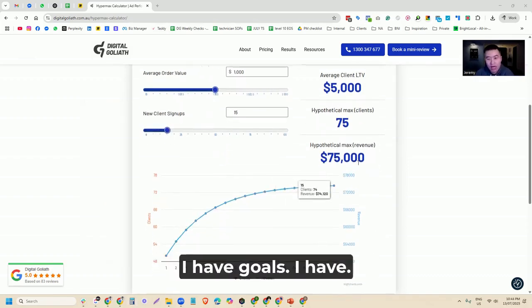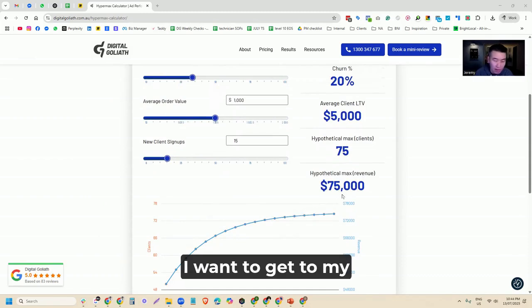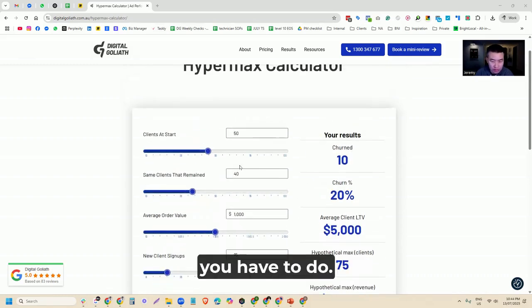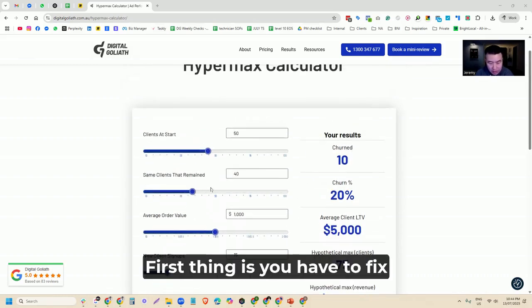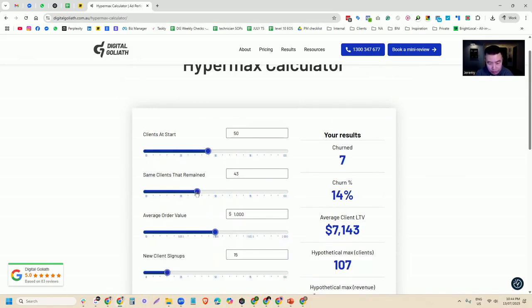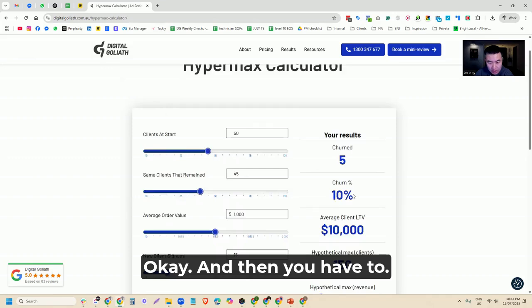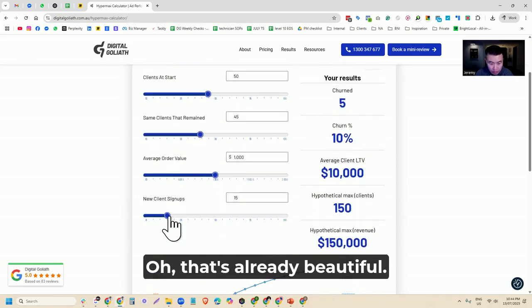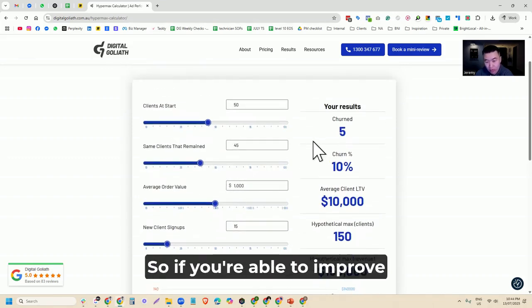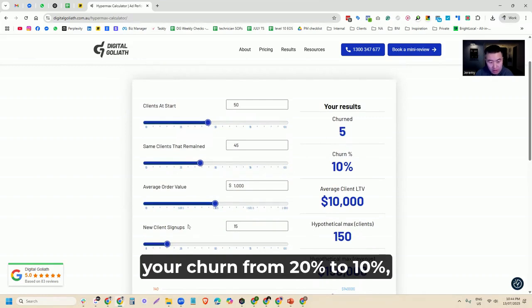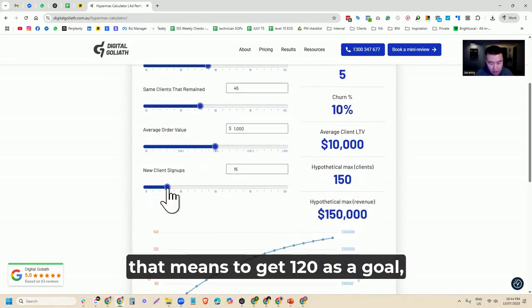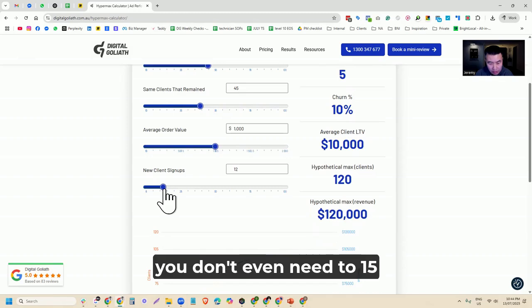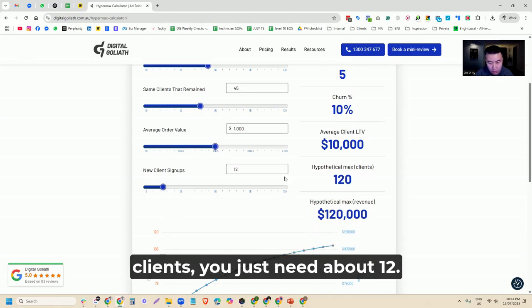All right, so you say, well, I have goals. I want to get to $120,000 per month in revenue. Okay, so there's a few things you have to do, right? First thing is you have to fix up the churn rate. You have to improve your churn. Okay. And then you have to, oh, that's already beautiful. So if you're able to improve your churn from 20% to 10%, that means to get to 120 as a goal, you don't even need 15 clients. You just need about 12.